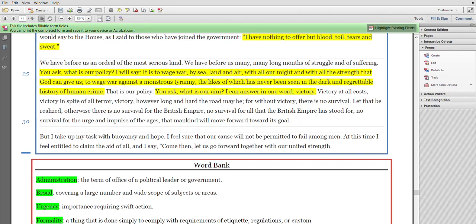But I take up my task with buoyancy and hope. I feel sure that our cause will not be permitted to fail among men. At this time, I feel entitled to claim the aid of all, and I say, come then, let us go forward together with our united strength.